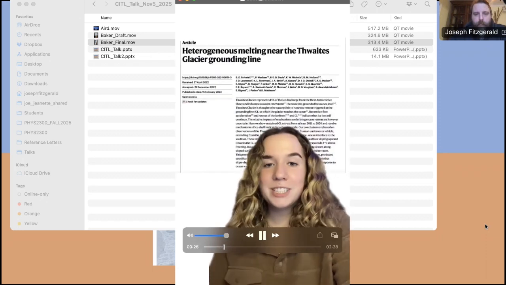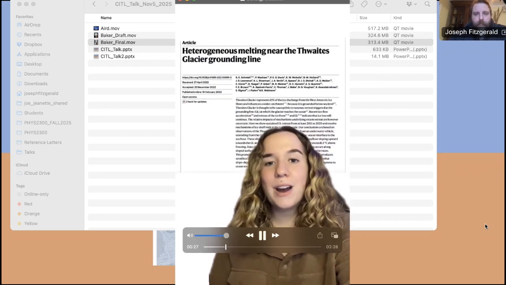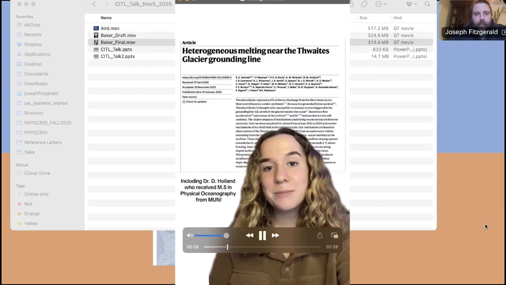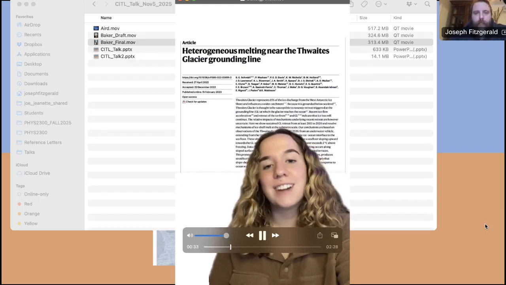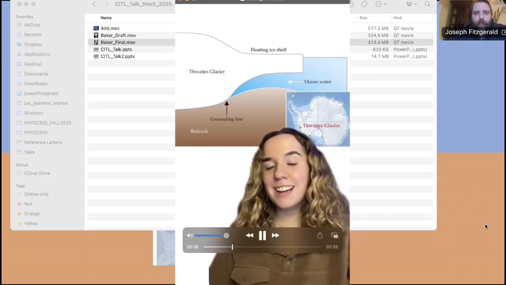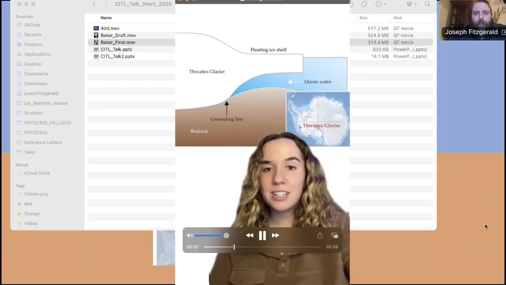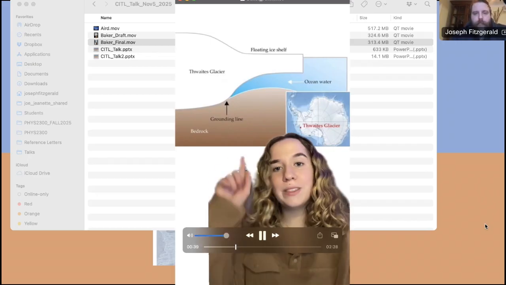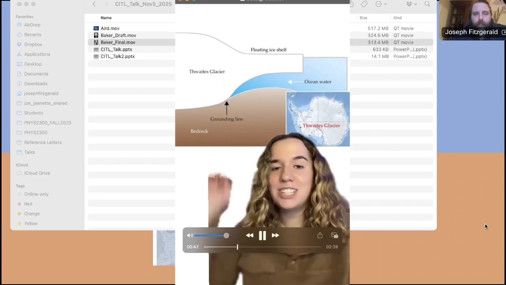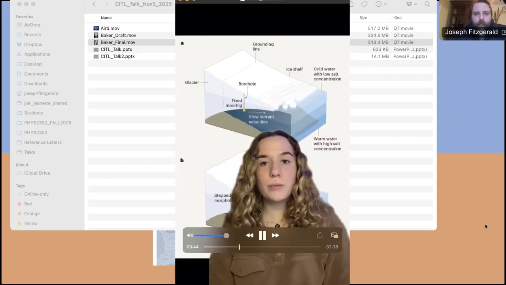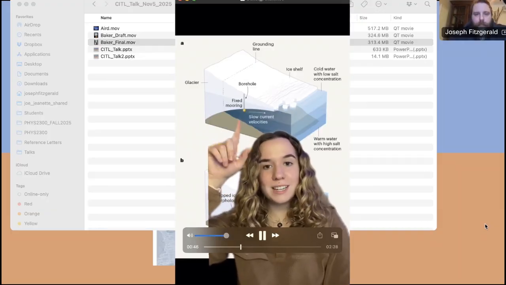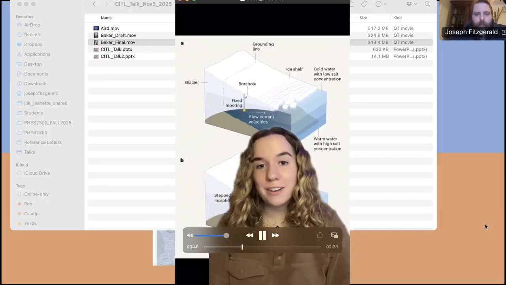In this article published by Nature in 2022, a group of researchers and scientists aim to understand the mysterious patterns of melting on the Thwaites Glacier grounding line. The grounding line is located on the underside of the glacier and is the transition point between the grounded glacier and the floating ice shelf. They drilled a borehole through 0.5 kilometers of sea ice 2 kilometers seaward of the grounding line.